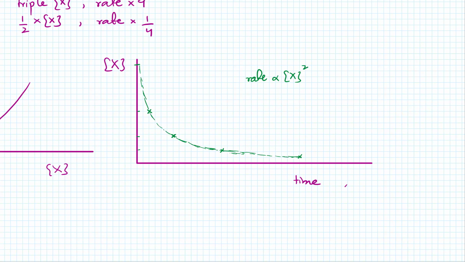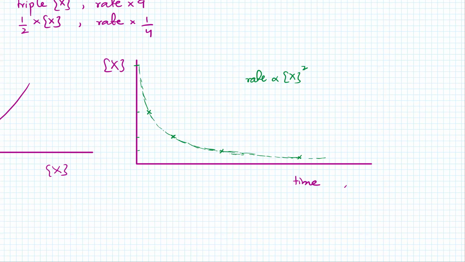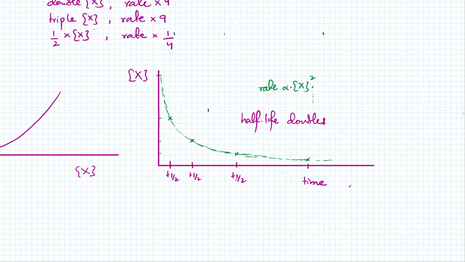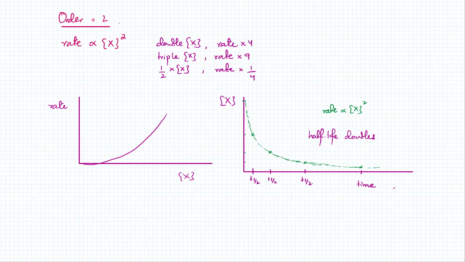So it just decreases a lot more. And it takes a longer and longer time for the reaction to finish. So every time the half-life continues to double. So this was the first half-life, this was the second half-life, this was the third half-life, this is the fourth half-life. Concentration gets used up, it just takes a longer and longer time for the reaction to finish.